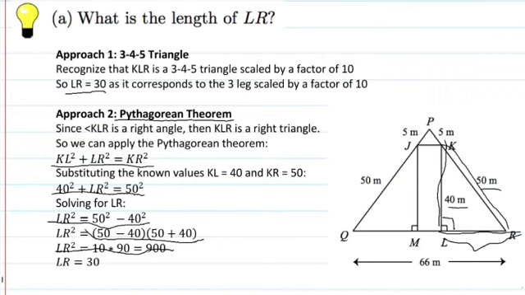Now let's observe that LR as a value is a side length, so it must be a non-negative value. So therefore, from LR squared equals 900, we can take the square root of both sides and get that LR equals 30. Here, recognize that this approach also yields the correct answer that we computed in the first approach. However, the second approach took much longer than using the 3-4-5 triangle.